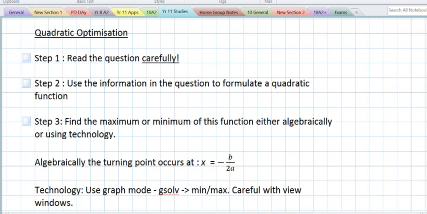We'll go through quadratic optimization. Essentially, this is where we finally get to use quadratics for some real and meaningful solutions in the modelling process. I have written down steps.